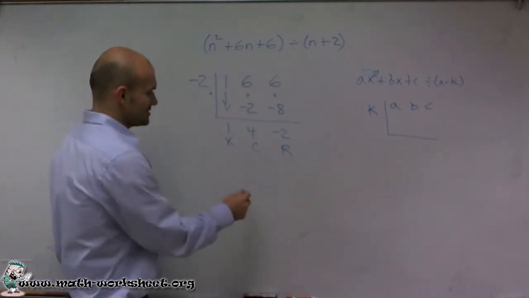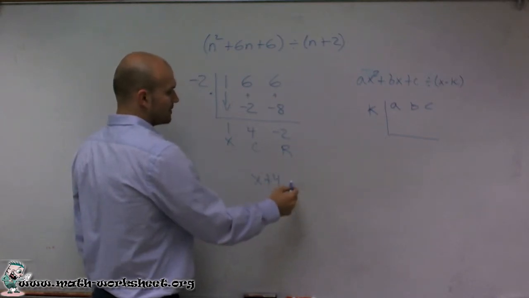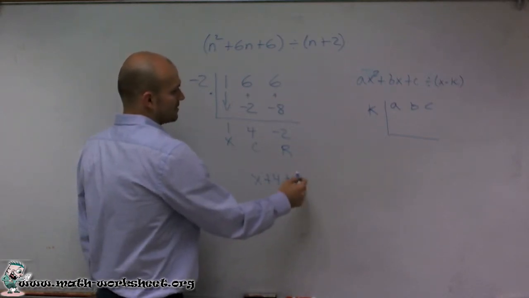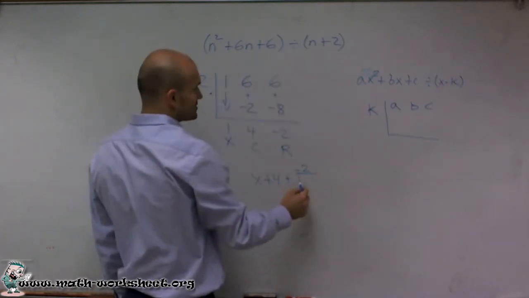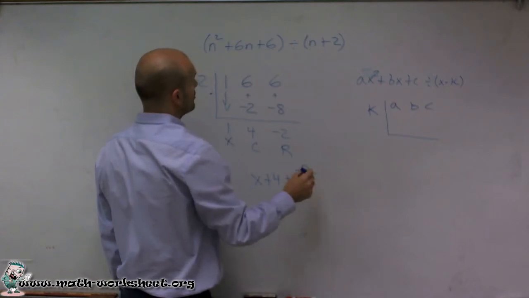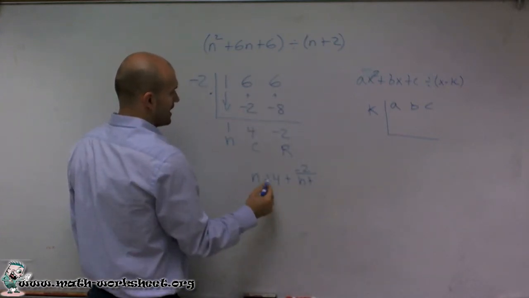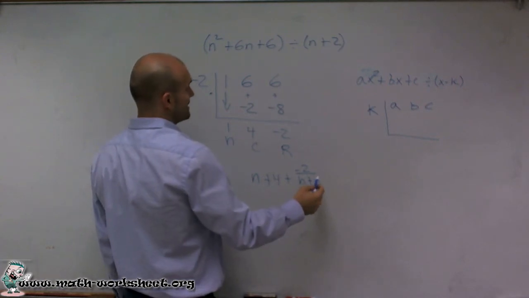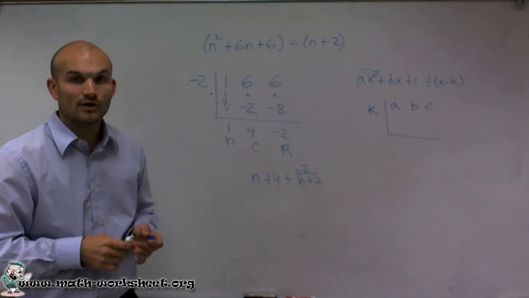So my final answer is going to be x plus 4, and then plus my remainder, negative 2, over my divisor, which is n plus, oh, this is using n's, right? My linear term is n. n plus 4 plus negative 2 divided by n plus 2. And that is how you follow the rules for synthetic division.